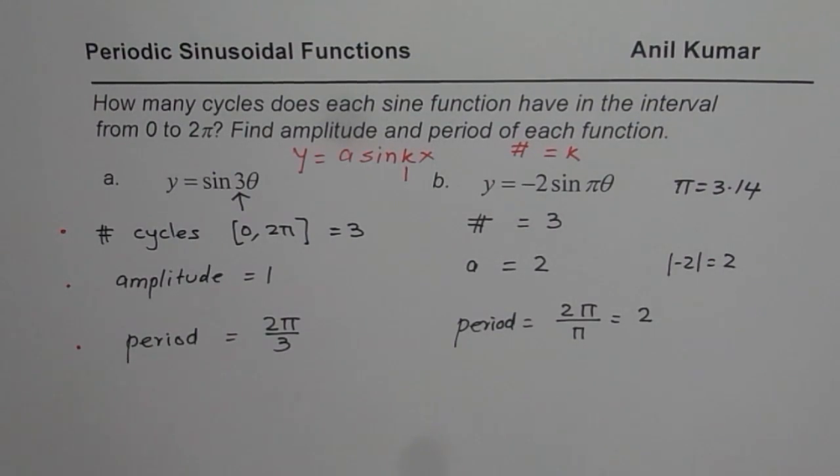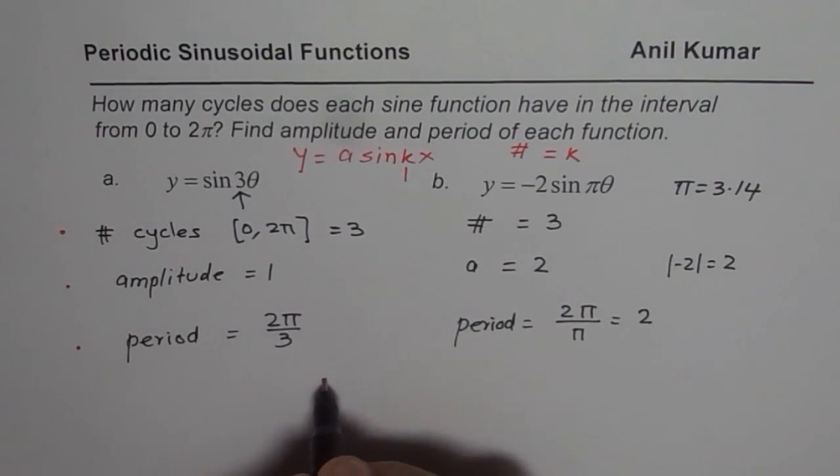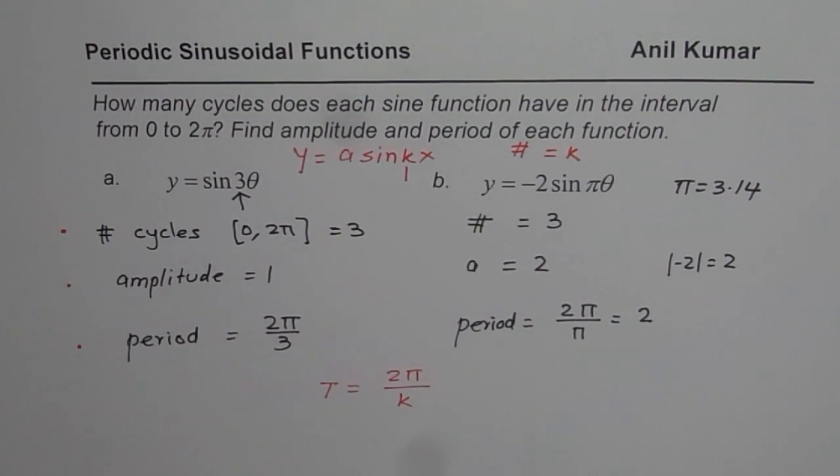Now the relation which connects period and the k value is that the time period equals 2 pi by k. That is the relation which helps you find the time period for one cycle in a given sinusoidal function. I hope that helps. Thank you and all the best.